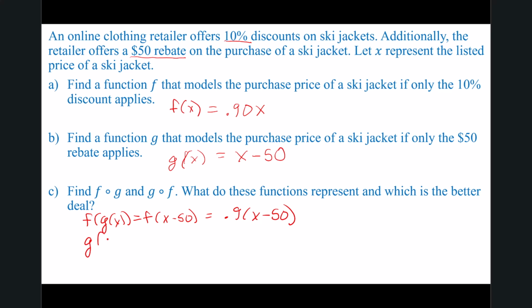But if I find g of f of x, that is g of 0.9x, then we have 0.9x minus 50 without parentheses. So this time, with g of f of x, the 10% discount happened first, and then the $50 rebate on what was left.